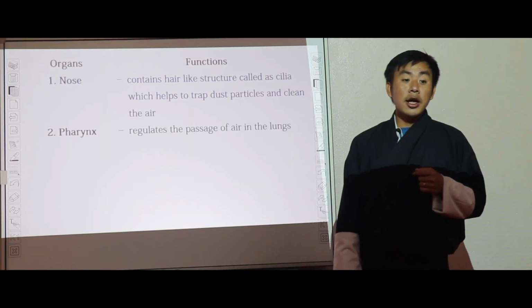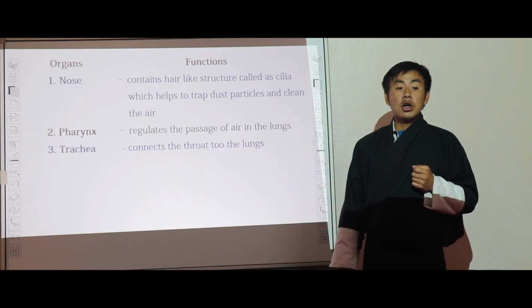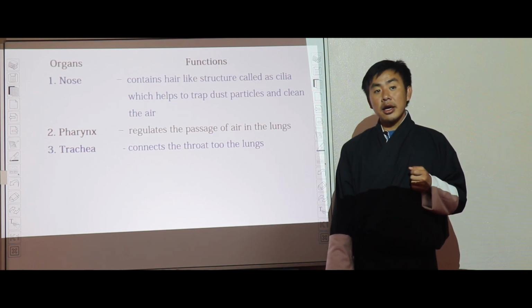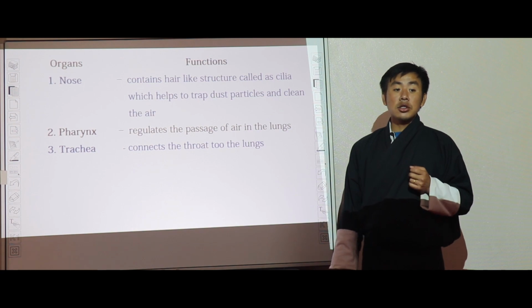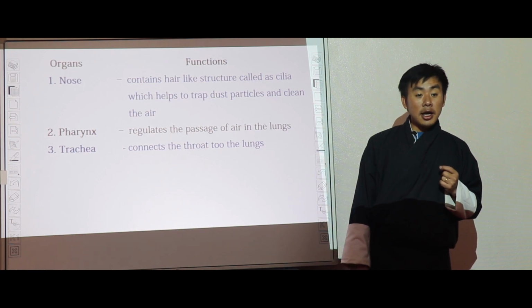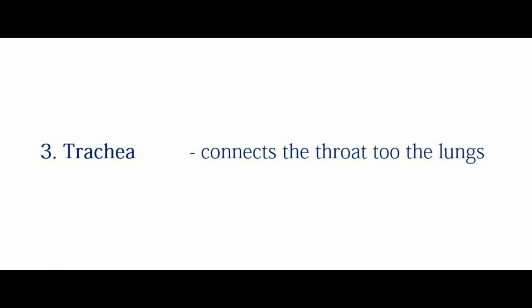Let's talk about the pharynx now. The pharynx is also called the throat, and it regulates the passage of air to the lungs. Now let's talk about the trachea. The trachea is also called the windpipe. The function of the trachea is that it connects the throat to the lungs, and it also helps in the passage of air inside the body.